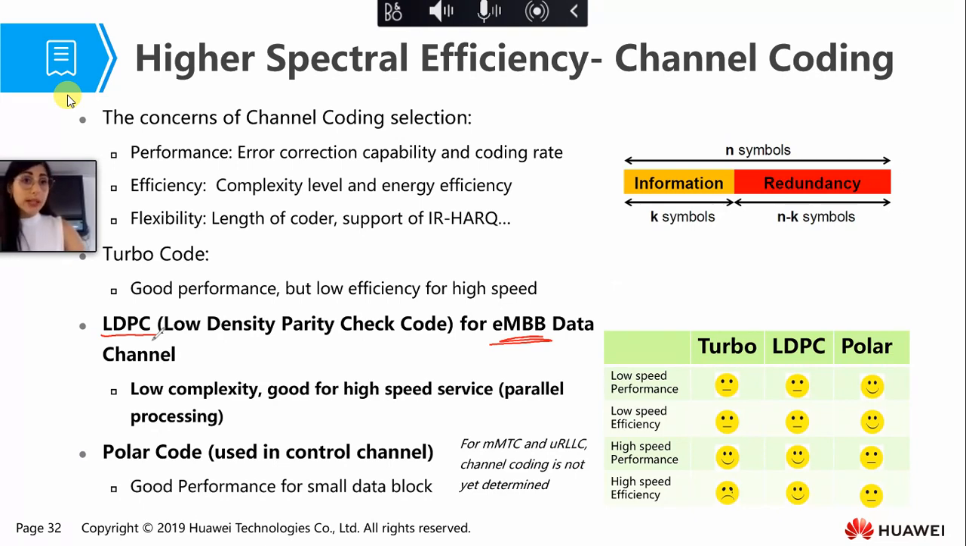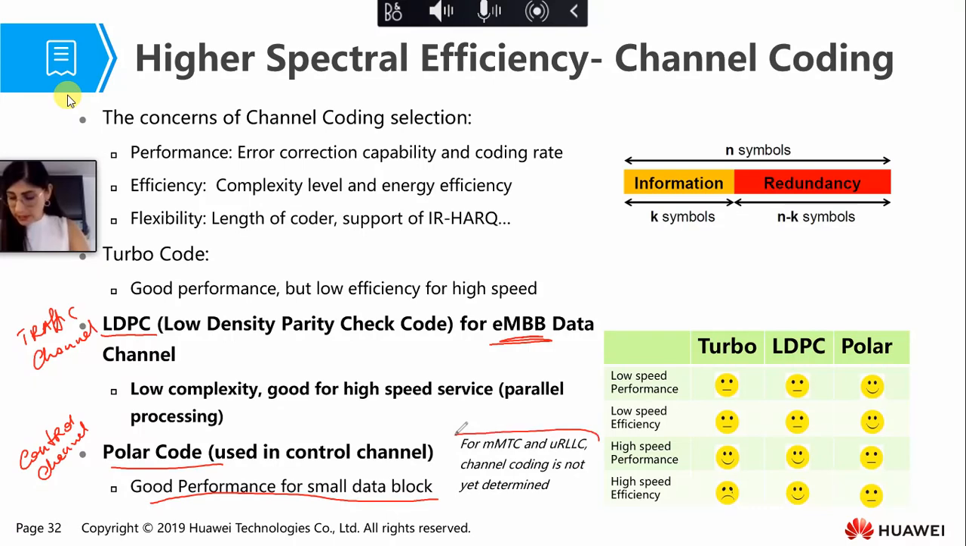While for the control channel, basically, so this is for traffic channels. For control channels, we are going to use polar code that has good performance for small data blocks. Then, actually, this is defined only for enhanced mobile broadband. The channel coding is not defined yet for massive machine type communication and ultra reliable low latency communication.